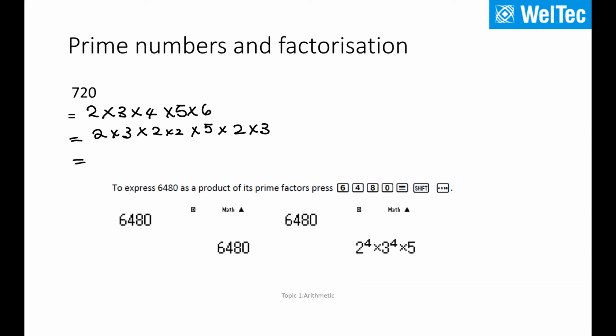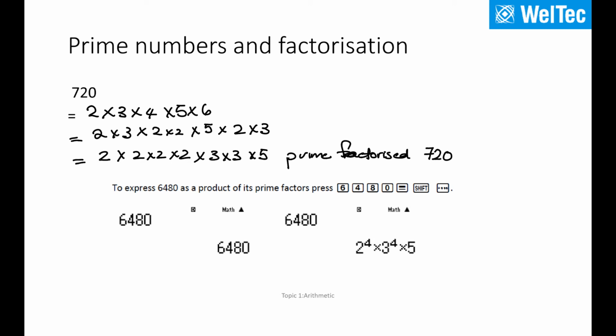I'm going to write 2 times 2 times 2 times 2. So 1, 2, 3, 4, yep. And then I'm going to write times, there are 3 times 3, and then there's 5. So now I have prime factorized 720.